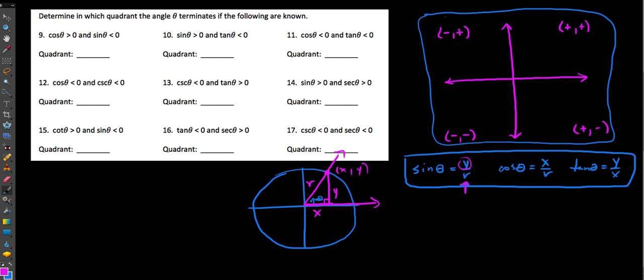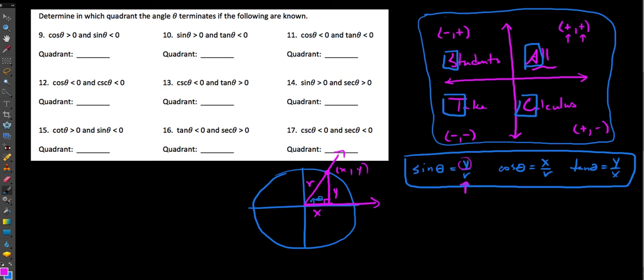An easy way to remember this is the mnemonic, all students take calculus. This is a really quick mnemonic where we memorize the first letters in each quadrant: A, S, T, C. What this really stands for is that in the first quadrant, if you terminate here, all of your trig functions are positive because x is positive, y is positive, and y over x will also be positive. Everybody's got to be positive if you terminate in the first quadrant.